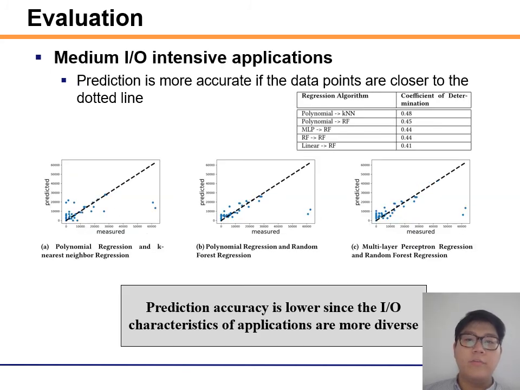This slide shows the prediction result of medium I/O intensive applications in a similar format. As shown in the figure, the prediction accuracy is much lower than for the high I/O intensity applications. This is because medium I/O intensive applications have more diverse characteristics than high I/O intensive applications. Since each factor impacts the I/O write throughput in a more diverse manner, it is hard to predict the performance when the applications have more diverse characteristics.